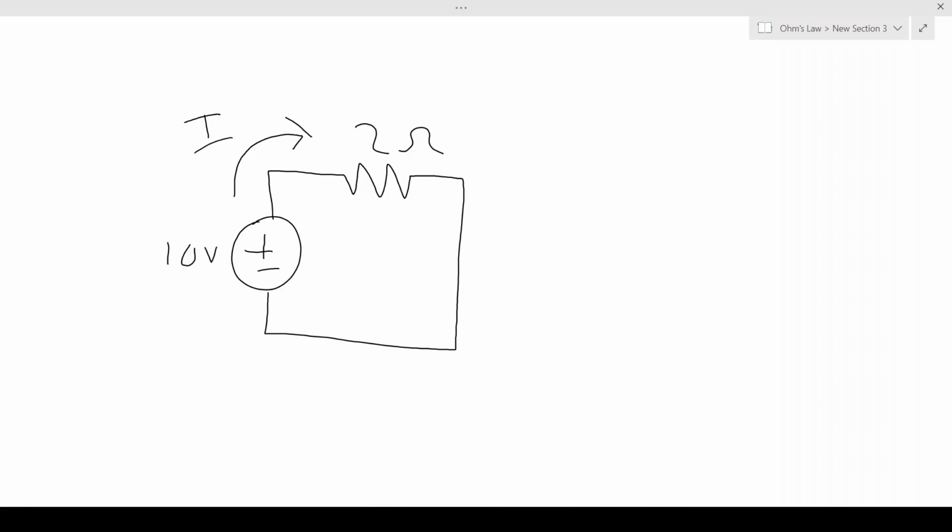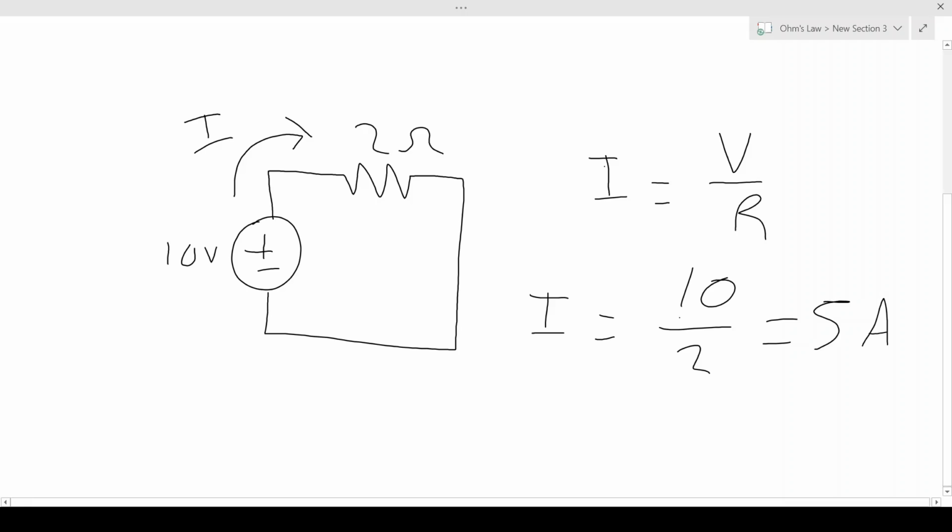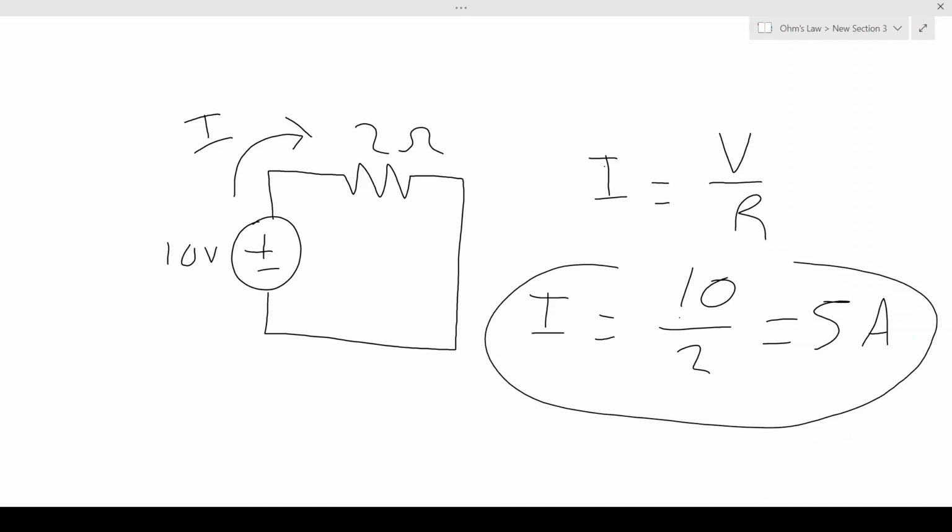So the current flowing through the circuit is denoted by the variable I. And we are going to write our Ohm's Law equation that states I is equal to voltage divided by resistance. And our voltage source is 10 volts, so we get that I is equal to 10, and our resistor is 2 ohms. And we get 10 divided by 2, and we get the current is equal to 5 amps. So this is the answer right here.